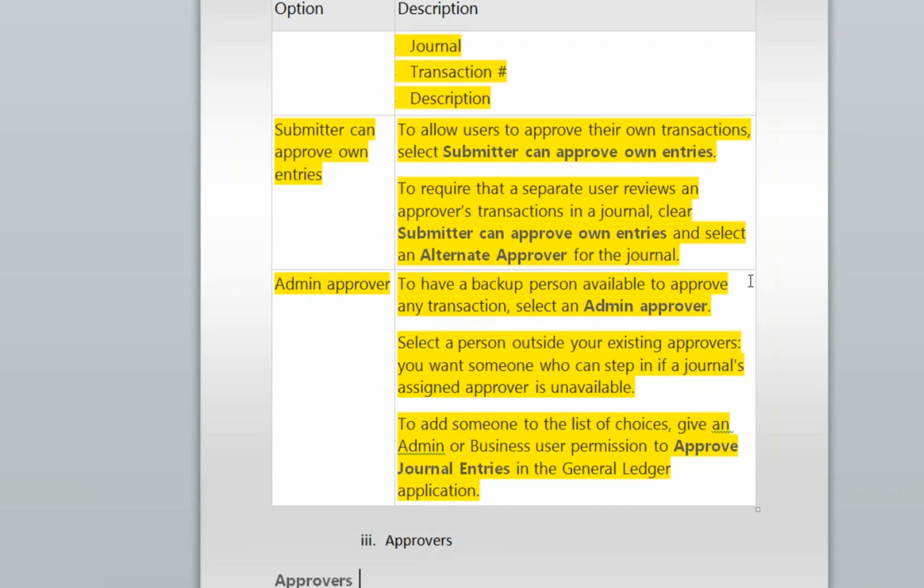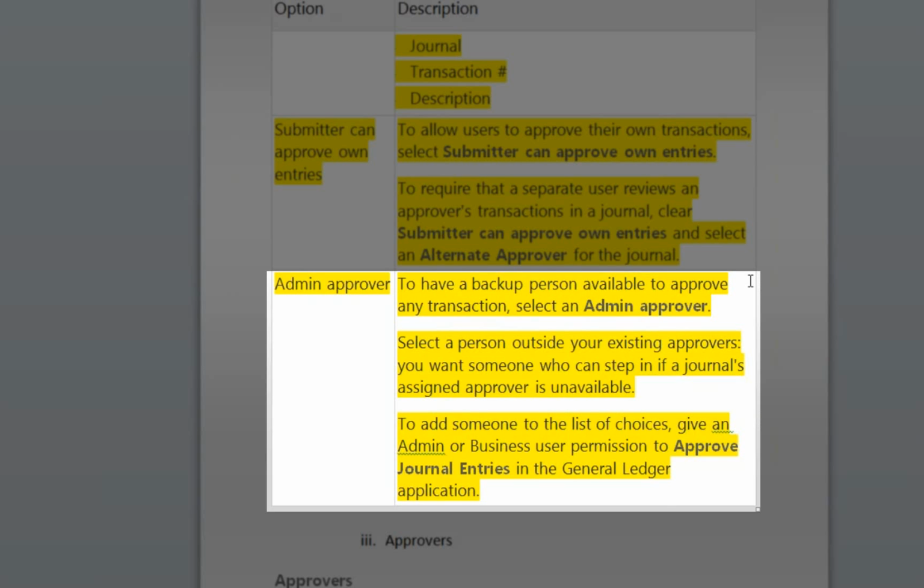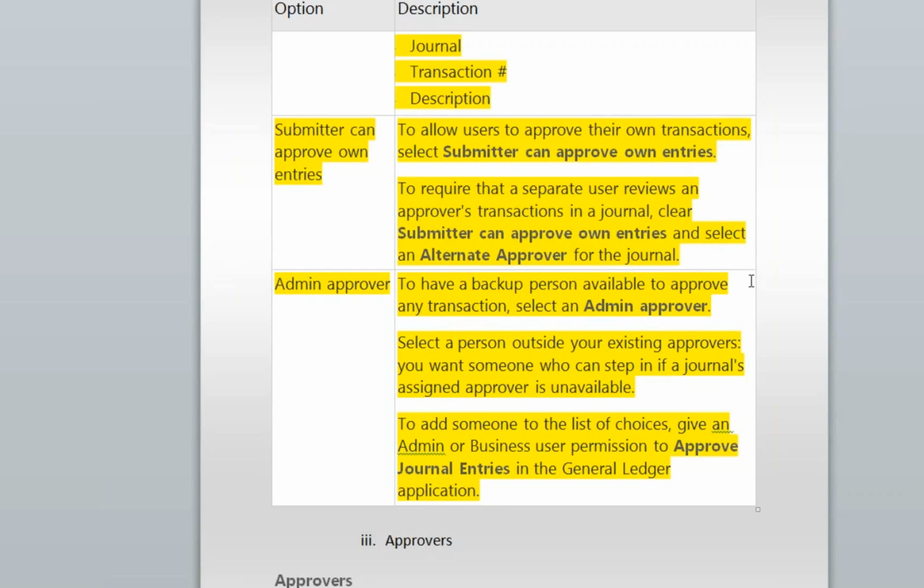Admin approver. So to have a backup person who serves as the ultimate approver, the one who can override general ledger transactions, this might be a person you identify in case Carla is not available or there's some delay in her being able to get in and approve something. You've identified someone who is considered an admin approver that can go in and approve transactions.